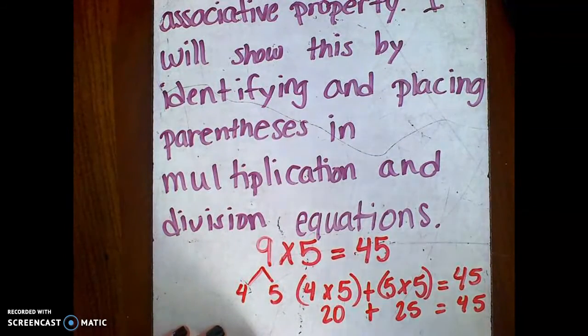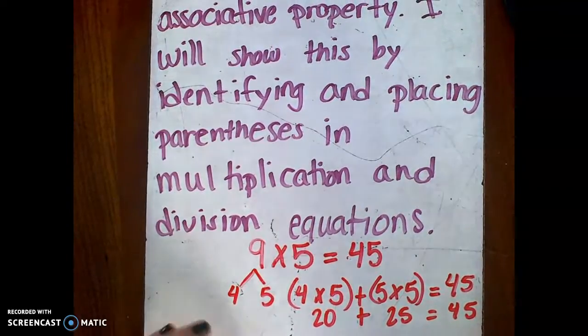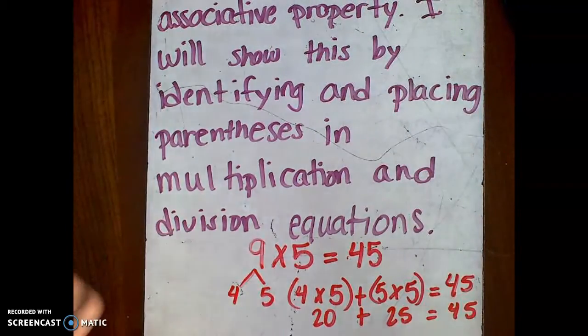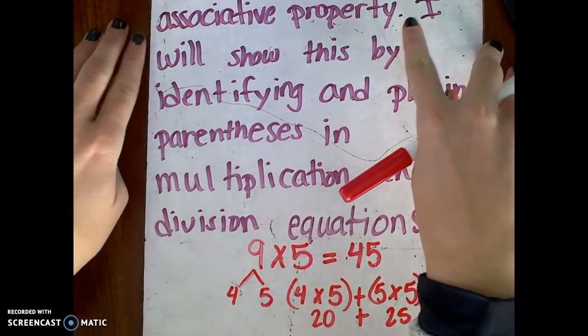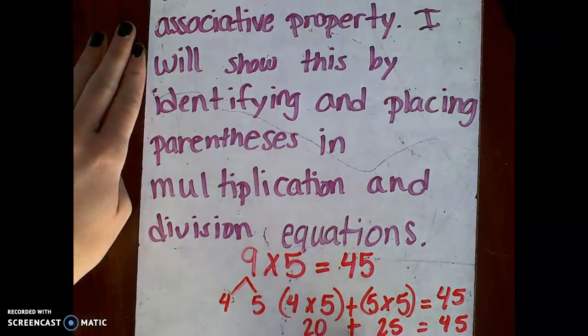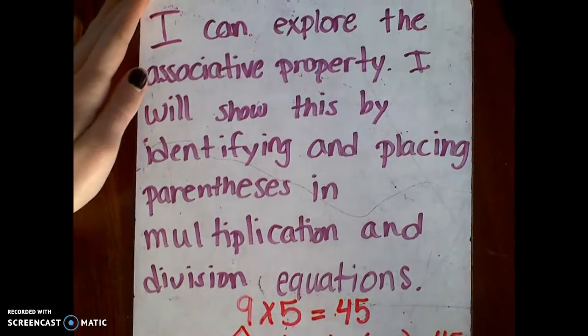So the associative property is kind of a nicer way of saying break it down and use parentheses and make numbers smaller. It's just 2 words instead of everything I just said. But here's an example. Okay, moving along.